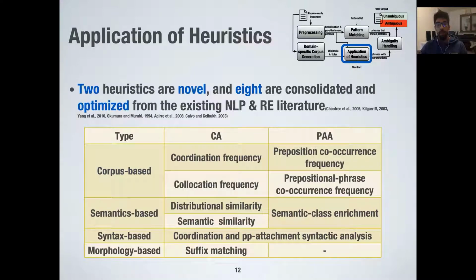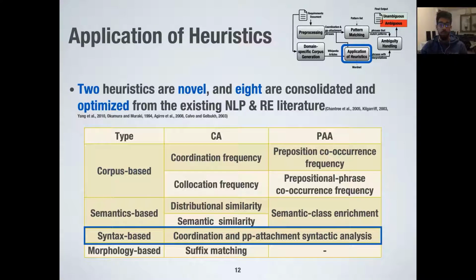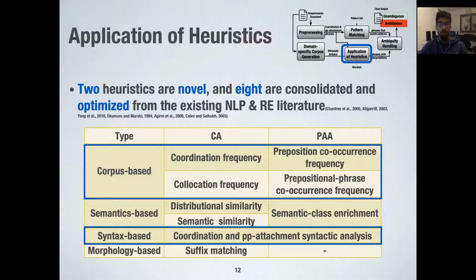In parallel to pattern matching, we attempt to interpret the phrases by applying a total of 10 heuristics. We collected and optimized 8 heuristics from the literature and proposed 2 additional syntax-based heuristics. We used the optimized heuristics in our experiments later. 4 corpus-based heuristics require frequency computations from our domain-specific corpus. The heuristics output is a possible interpretation for each phrase. The results of all heuristics can then be combined using, for example, majority vote.